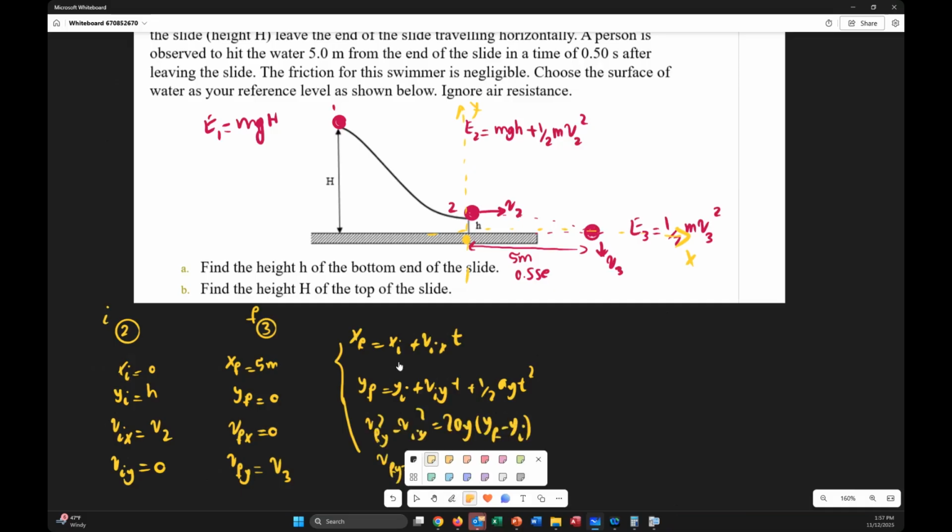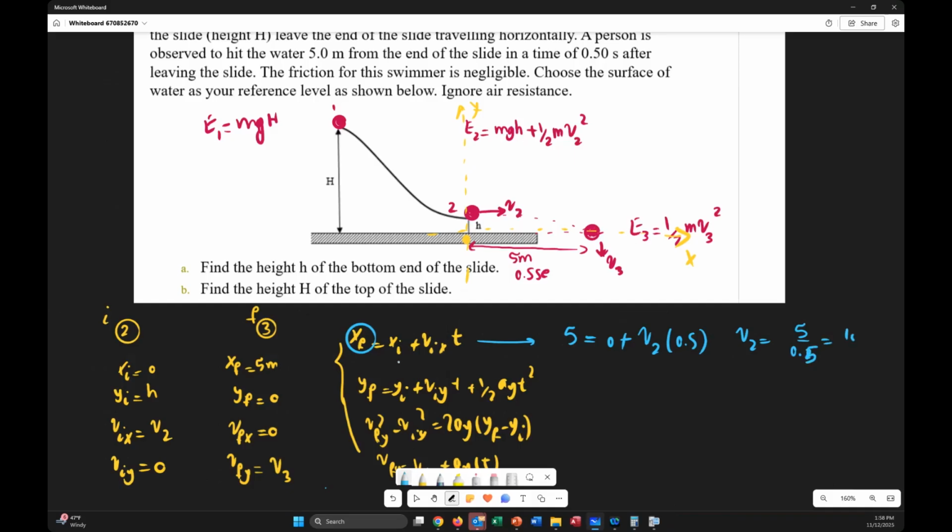Tell me what the first one gives me. Do I have xf? Yes, 5 meter. 5 meter equals the initial x, 0, plus the initial velocity in x-axis, V2, times the time, 0.5. So V2 is going to be 5 divided by 0.5, which is 10 meter per second.